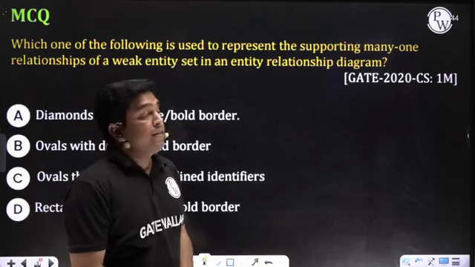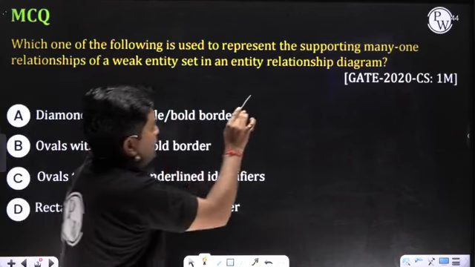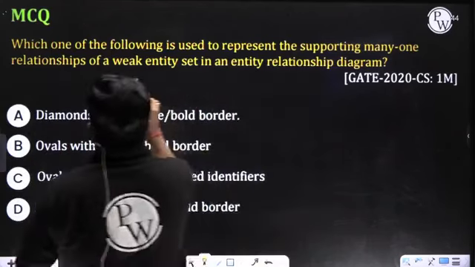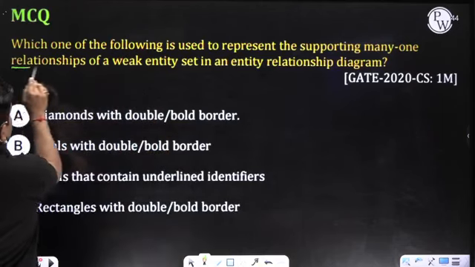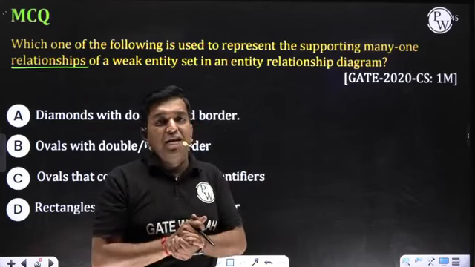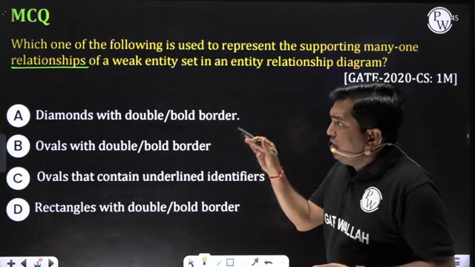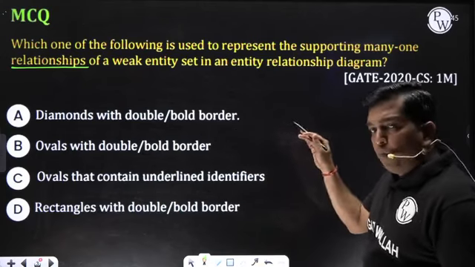So my dear students, in this question it is mentioned: which one of the following is representing supporting many to one relationship of a weak entity set in an ER diagram, entity relationship diagram? In option A it is mentioned diamond with double or bold border.